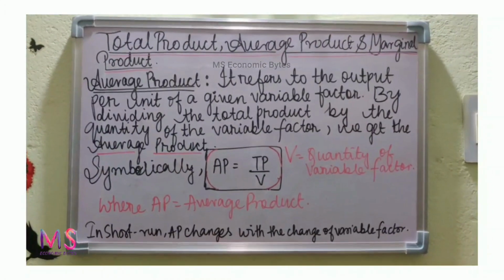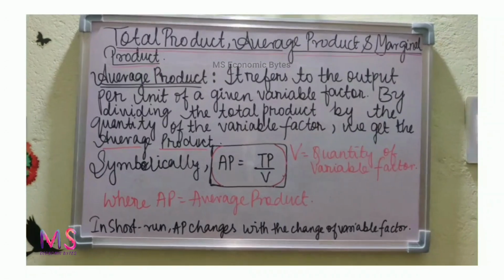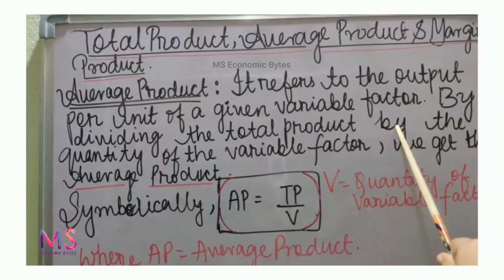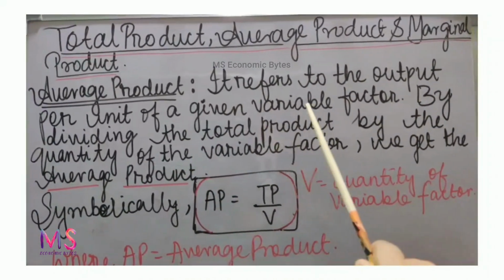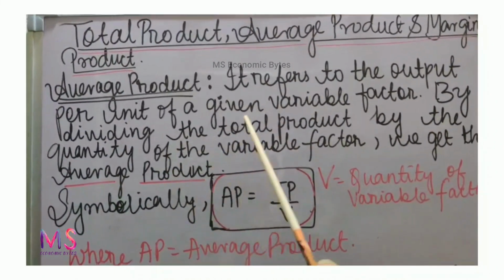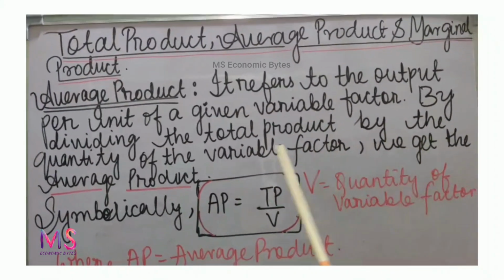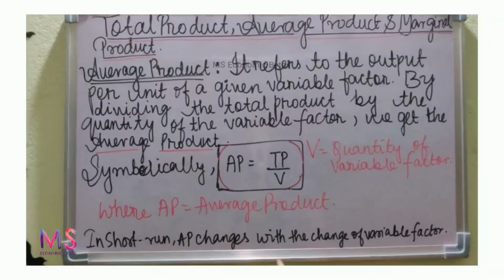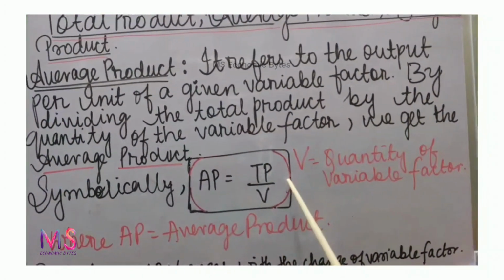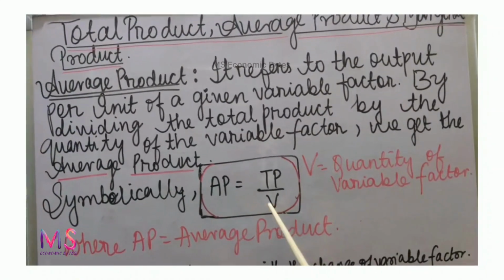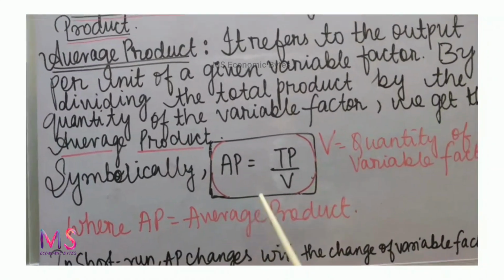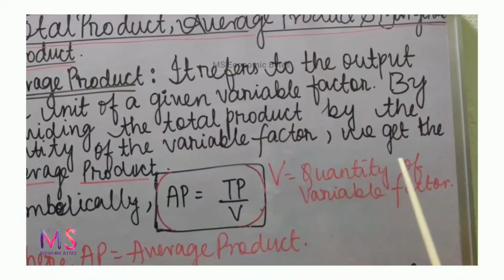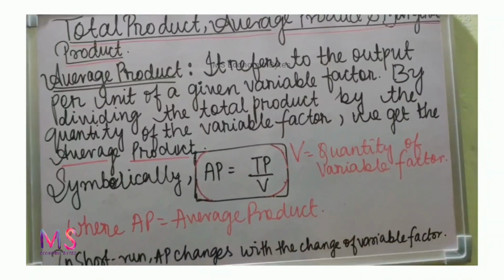Now coming to the average product. Average product refers to the output per unit of a given variable factor. By dividing the total product by the quantity of the variable factor, we get the average product. So symbolically, it can be written as AP = TP/V, where AP is average product, TP is the total product, and V is the quantity of variable factor.